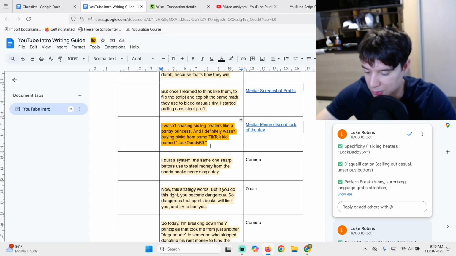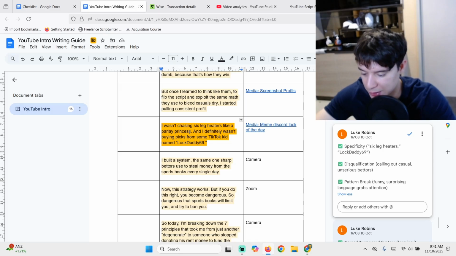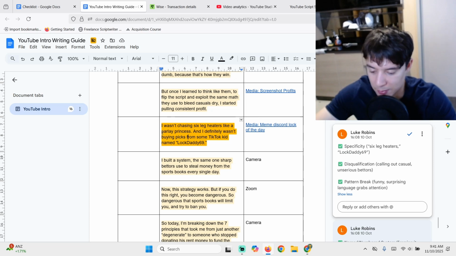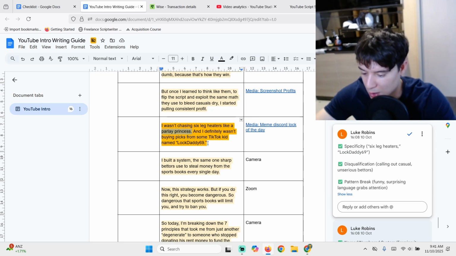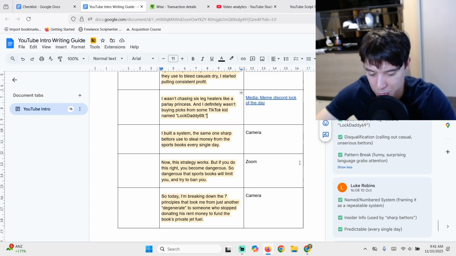And it's just written in a joking way of how absurd these pick sellers are. Again, the common enemy is used here. There's disqualification. We're calling out casuals that are doing 6-leg heaters. And it's just a bit humorous as well. We're using absurd language. Parlay princess is like some slang. Parlays are when you bet multiple games at once, which is another thing we hate on. But we're calling them a parlay princess, just like a joking kind of insult. And then LockDaddy69. So little jokes, pattern break. We grab attention that way.